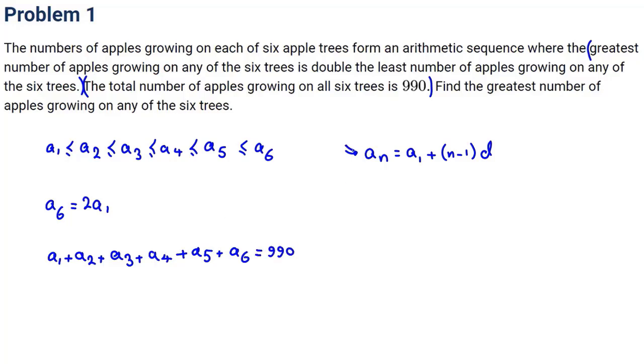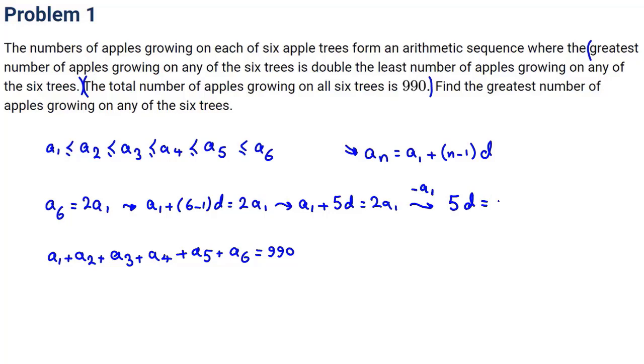Now I want to use this formula, the first one. a6 equals a1 plus (6 minus 1) times d, which equals 2a1. So we conclude a1 plus 5d equals 2a1. If we subtract a1 from both sides, we conclude 5d equals a1. It is our first equation.